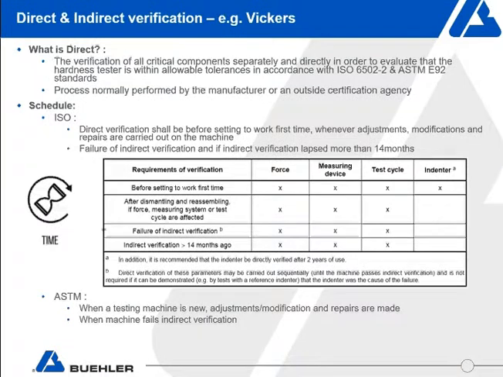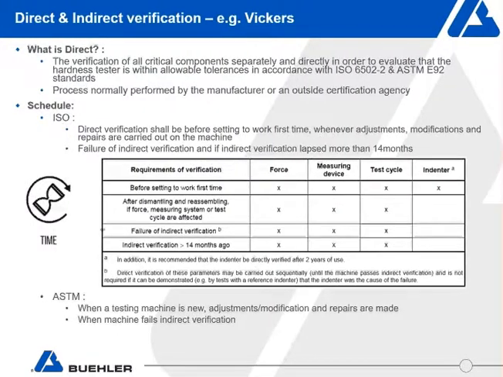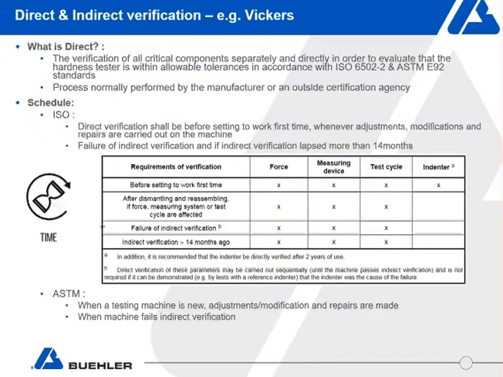So what is direct and indirect verification? Direct verification is where we are checking all the critical components separately and ensuring that the hardness tester is performing as per the standard. For example, if you're looking at Vickers, ISO 6507 version 2 or ASTM E92 specify that this needs to be done for a new machine. And this can be performed by the manufacturer or an outside certification agency.